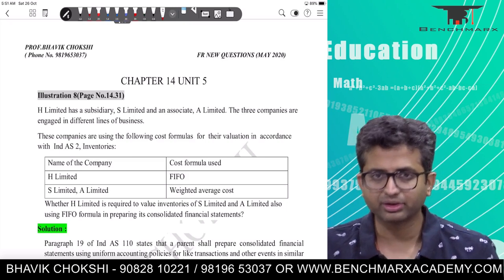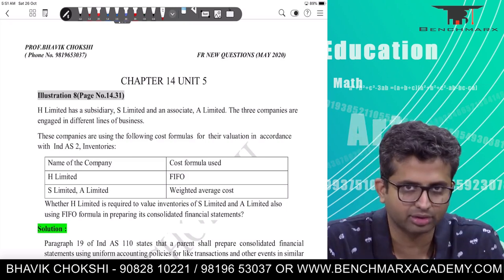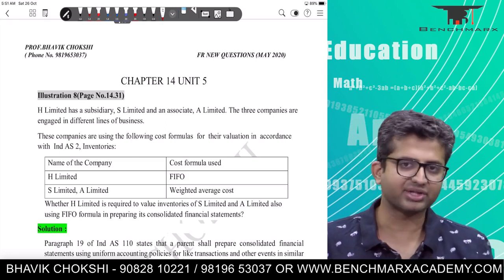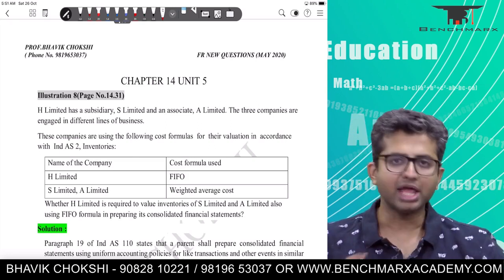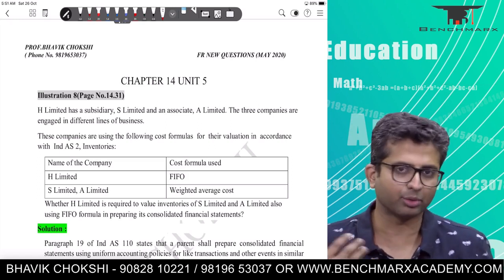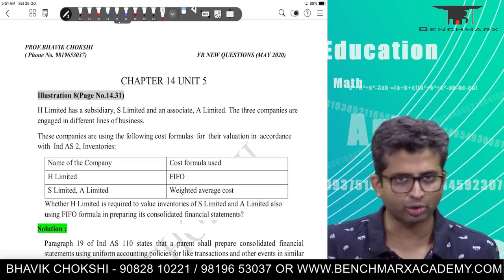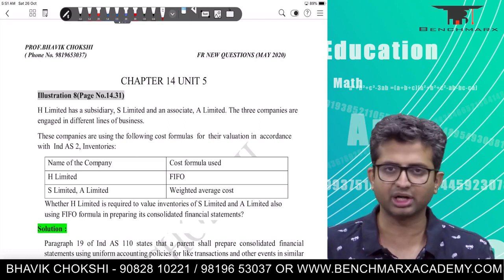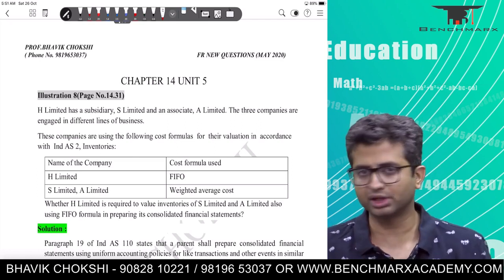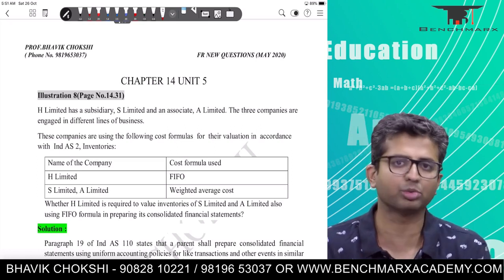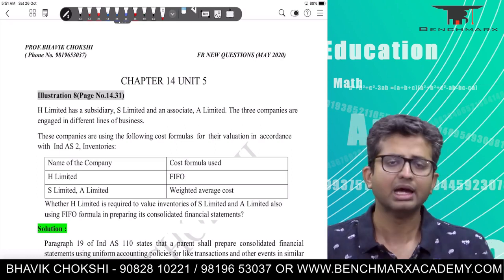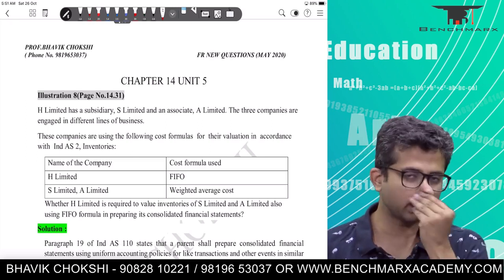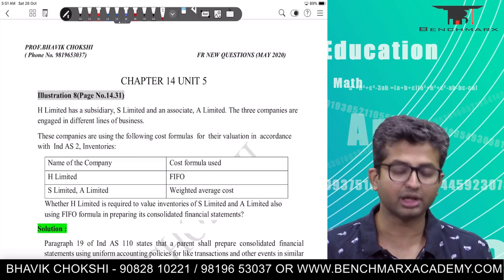The accounting policies tell you that similar transactions should be accounted using similar accounting policies. So if the parent and subsidiary are in the same business and they are valuing the same inventory, say the parent is a petroleum company and the subsidiary is also a petroleum company, the parent values its petrol stock, let us say, at FIFO, and the subsidiary values it at weighted average. Well, similar transactions have to be accounted using a similar accounting policy. So at the stage of consolidation, the subsidiary will have to remeasure its inventory at FIFO and then consolidate.